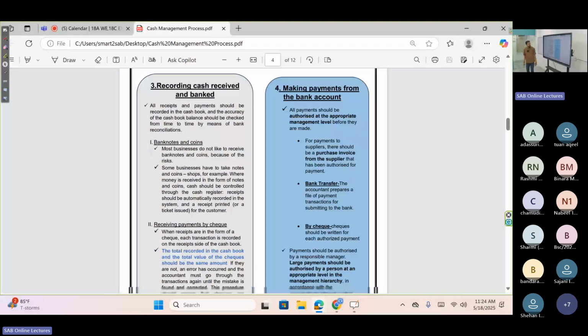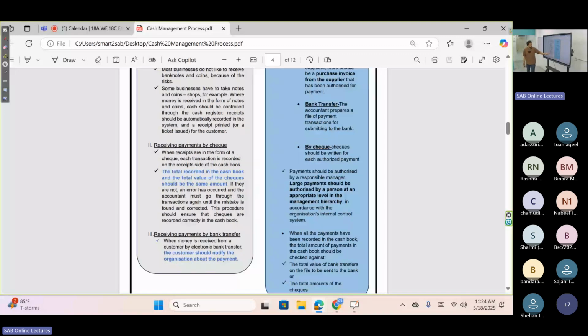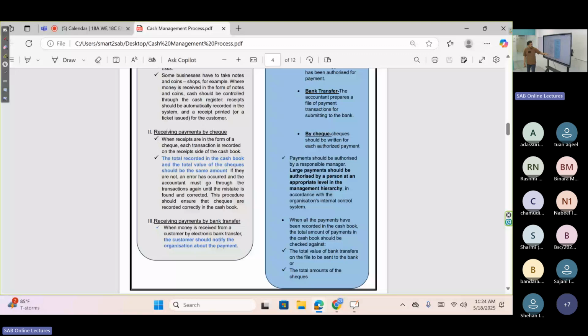Receiving payments by bank transfer. When money is received from a customer by electronic bank transfer, the customer should notify the organization about the payment. Online transfer. This is an important one. So here I have given the way of transaction and a small description about the most important thing about that transaction. If you take check transfers, check receipt and cash book balance must be carried.